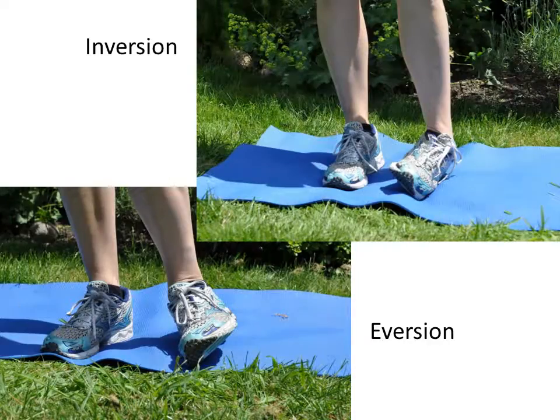Inversion and eversion refer to the position of the foot. Inversion is turning the sole of the foot inwards towards the medial plane. Eversion is turning the sole of the foot outwards away from the medial plane. The easiest way to remember it is inversion. If you were to do inversion, the picture on the top right hand side, you would injure yourself. So injury in inversion.